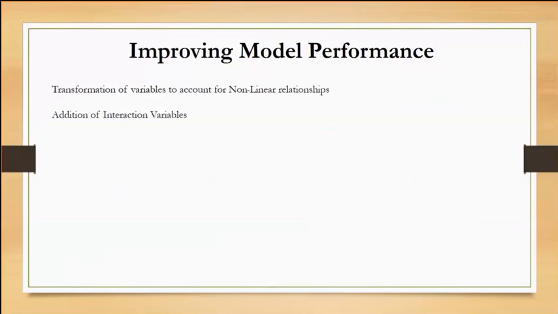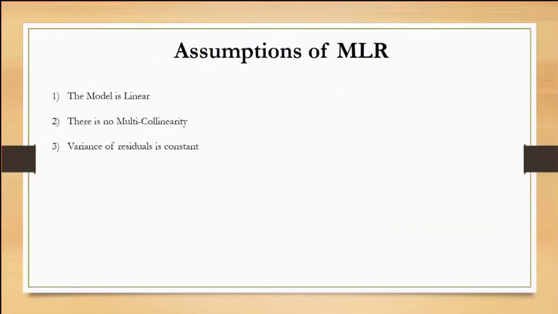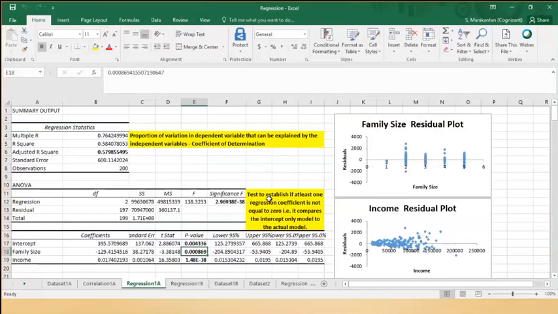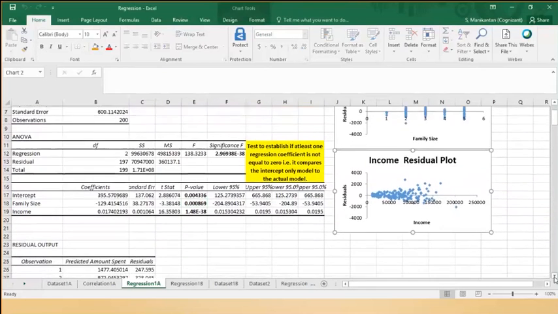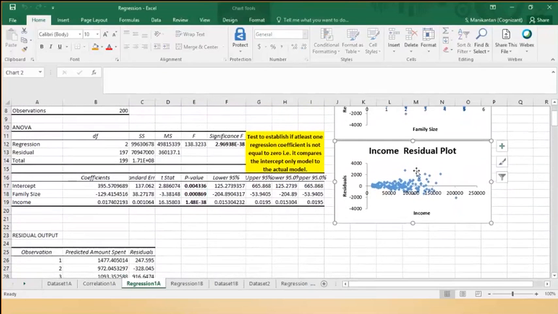So let's go back to the assumptions of linear regression. The variance of residuals is constant. So it means there is no pattern in the residual plot, or the data distribution in the residual plot is random. So this is our residual plot. So let us focus on the income residual plot. So we see that the residuals increase on both sides of the zero line as income increases. So this could be an evidence of a non-linear relationship between income and amount spent.